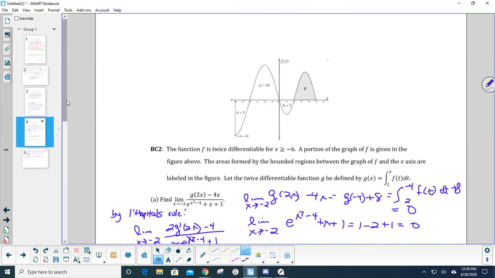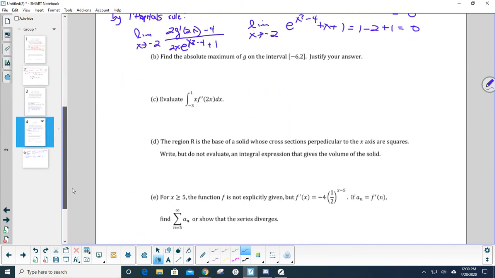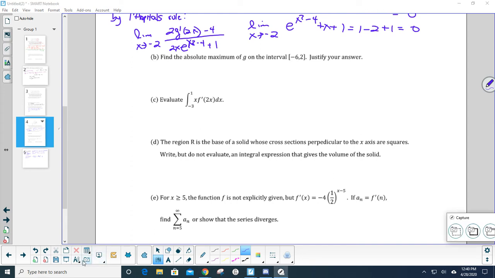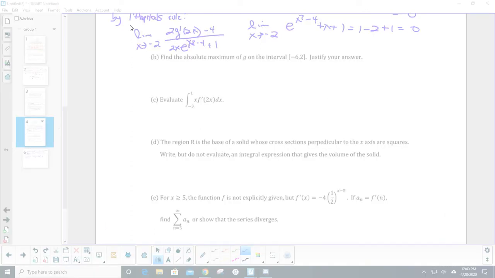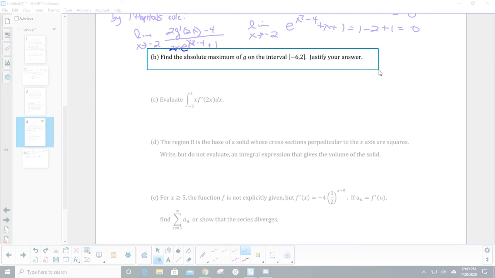Yeah, that's tough. Okay, so let's take a look at B. Goodness sakes, find the absolute maximum. Again, as soon as you see absolute maximum, you have to check all of your candidates. So let's take a look at that. I'm going to go ahead and pop this over here. Then we're going to go back and look at the graph.